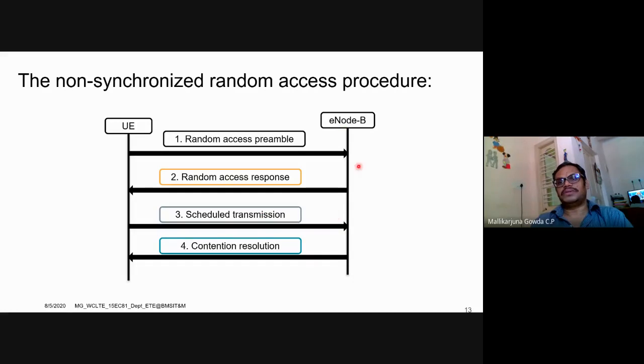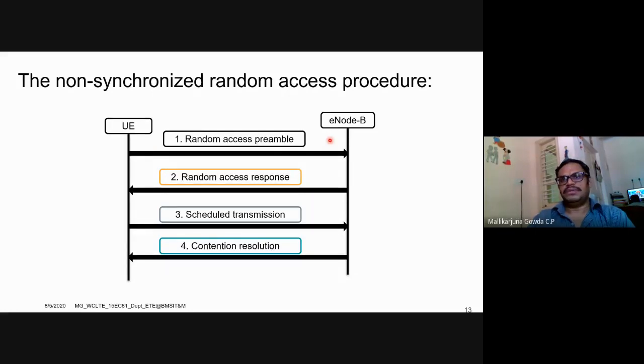Then ENB will also cross verify that and start scheduling the resources, and it will send the contention resolution message to the user equipment, because there will be multiple user equipments in a cell. All user equipments will be simultaneously transmitting that request to the ENB, right? So how will ENB be able to differentiate those requests from multiple user equipments? Because each user equipment will be using a unique sequence, and they are orthogonal to each other, and they have some time advance also.